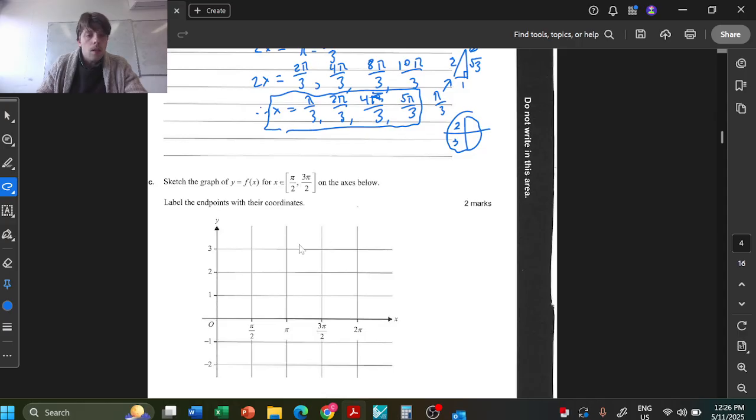Okay, so now we need to sketch this. First up, we can put in our key endpoints. So what did I say before? Firstly, I said that the period was equal to pi. And we have these key values.